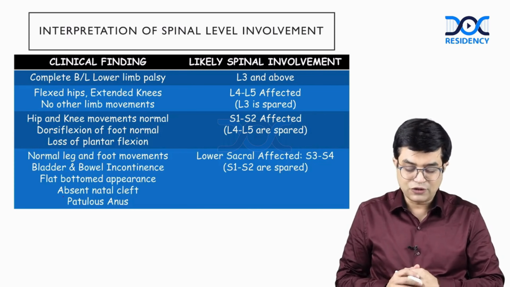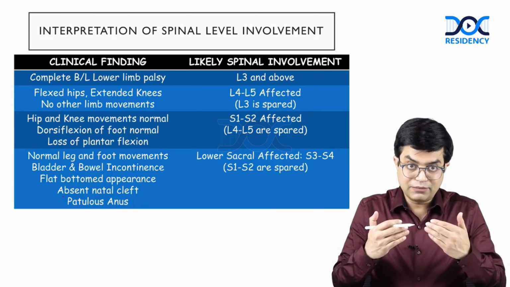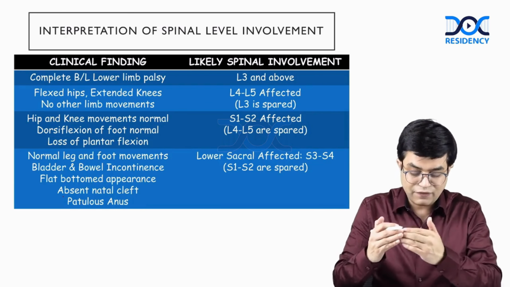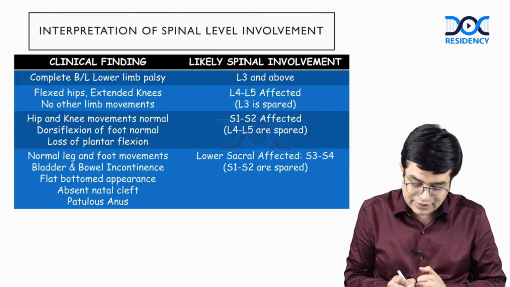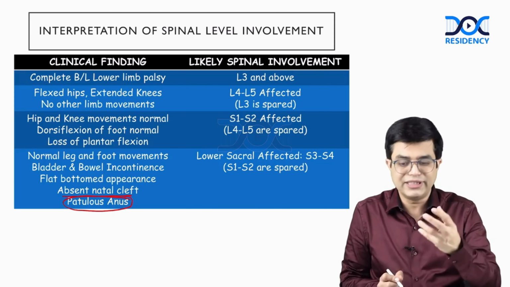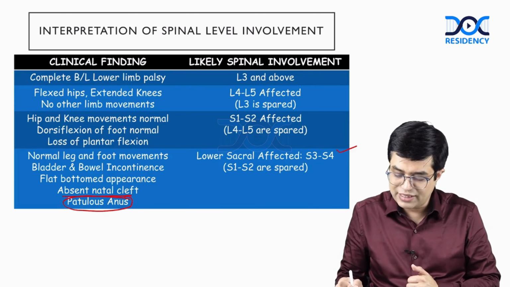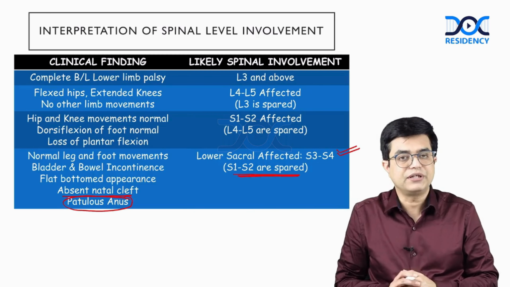If you find that there are normal leg and foot movements, but bladder and bowel incontinence is there, the bottom is flat, we call it a flat-bottomed appearance, there is absent natal cleft, and there is a patulous anus, there is no tone in the anus, you will think of S3, S4 involvement in the child, and S1 and S2 will usually be spared.